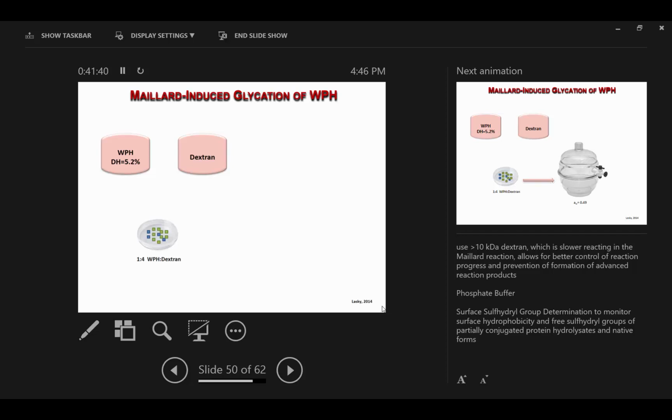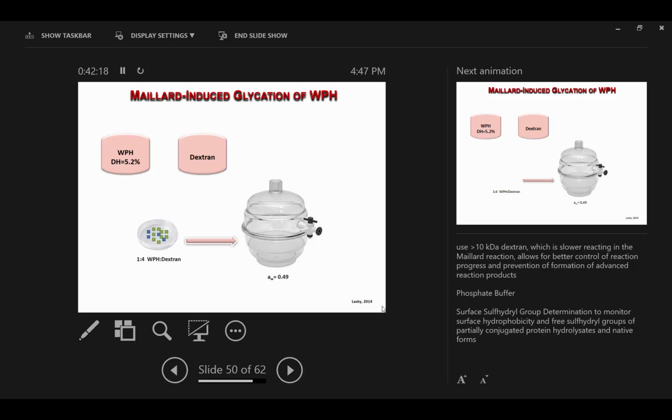Okay, so what will be done for you in the lab, and I believe they won't glycate themselves. They will be. I haven't decided yet. Maybe they will. Is it going to be whey protein hydrolysate or isolate? Whatever. An ingredient, whey protein isolate or hydrolysate, is going to be mixed with dextran in a specific ratio, and we put them in desiccators usually, and the water activity would be controlled by a salt solution at 0.49.